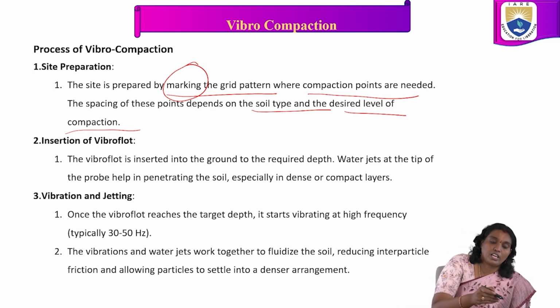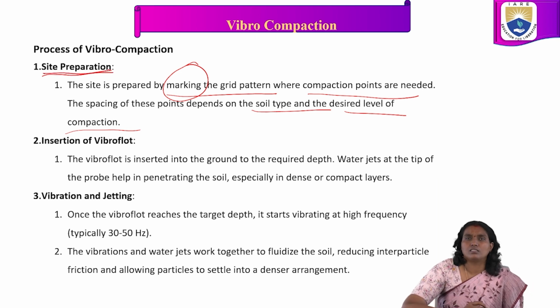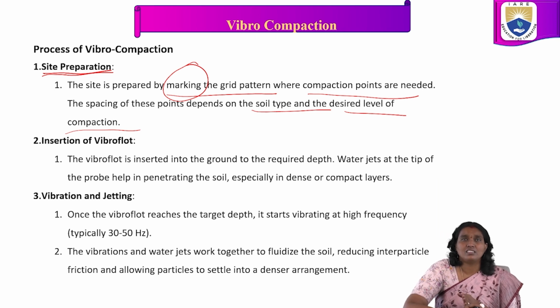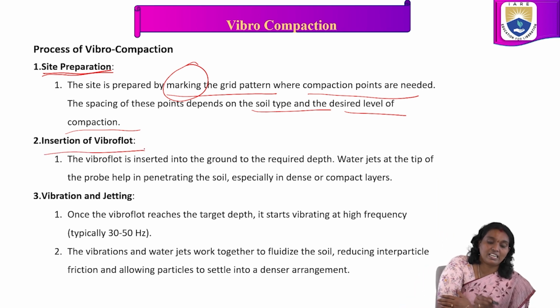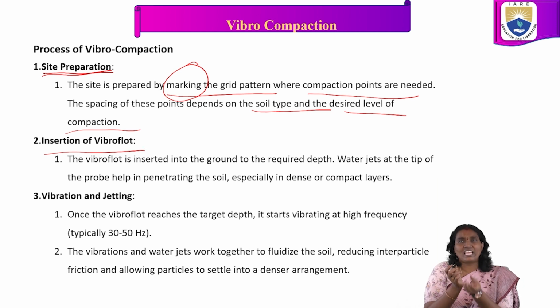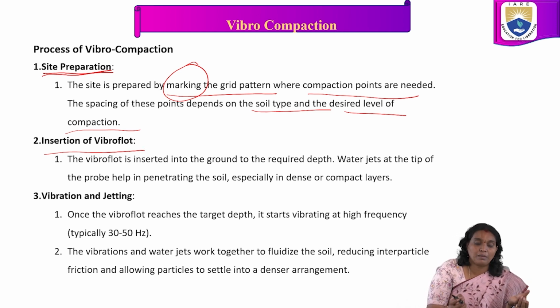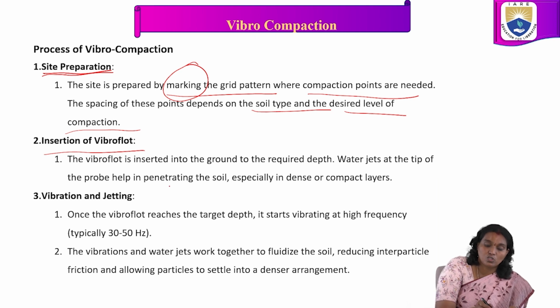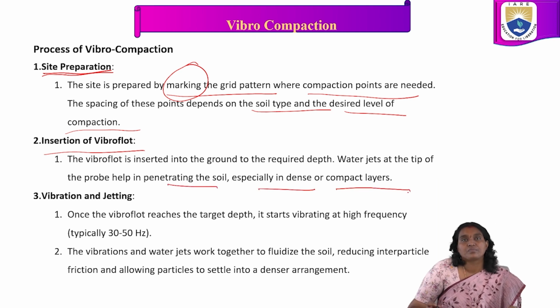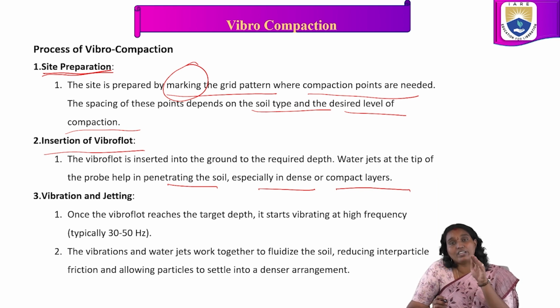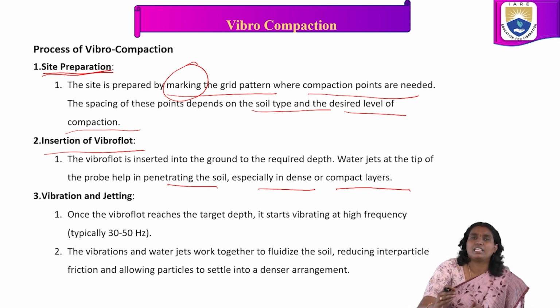Now, first we prepare the site for the vibro compaction. The next step is insertion of the vibro float. We insert the vibro float into the ground to the required depth, and water jets at the tip of the probe help in penetrating the soil, especially in dense or compact layers. Once we have prepared and done the marking, we insert the vibro float and determine how many layers are required for the compaction.